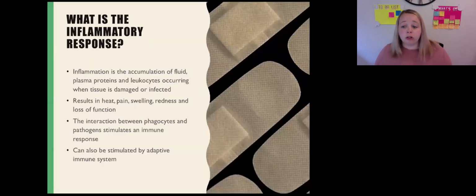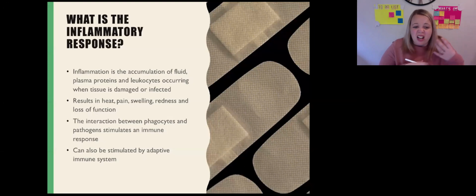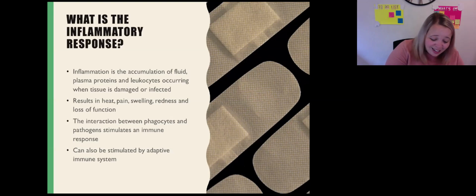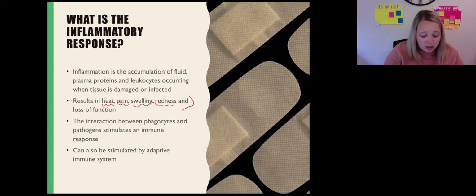Okay. So when we talk about the inflammatory response, this bit isn't in your notes because it's more general. So general information about that. Inflammation is an accumulation of fluid, plasma proteins, and white blood cells when your tissue gets damaged or infected. If you've got a scratch anywhere on your body at the moment, you might have some inflammation there. Usually you get heat, pain, swelling, redness, and loss of function. These are the symptoms of the inflammatory response.